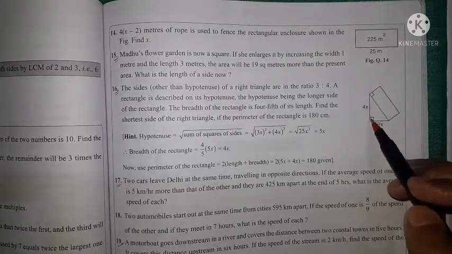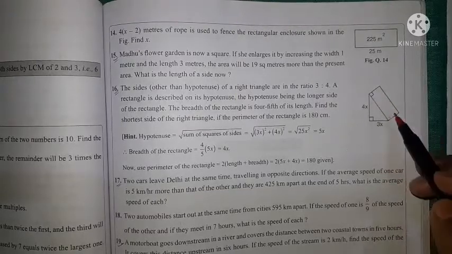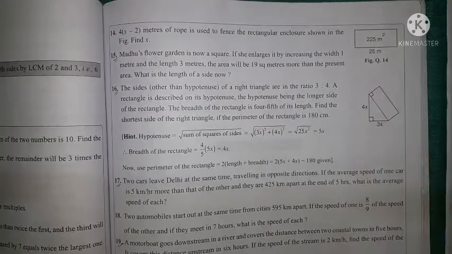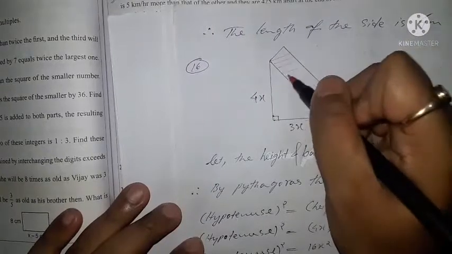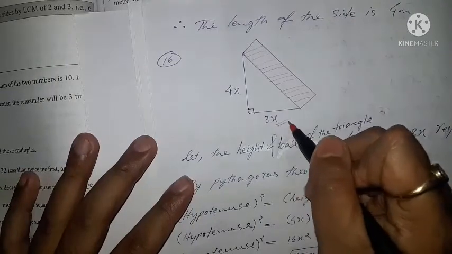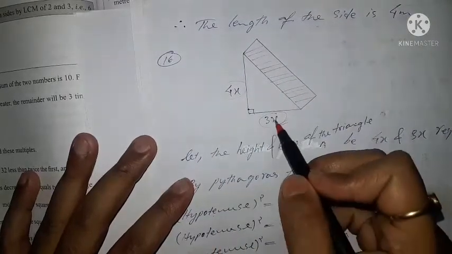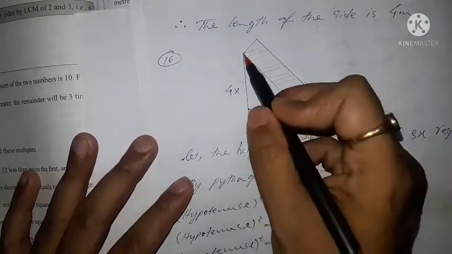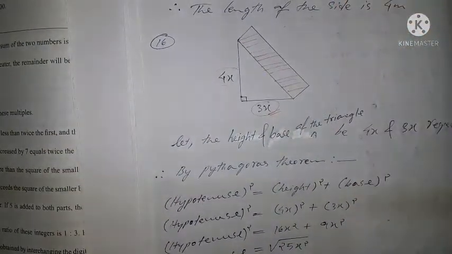So this is the triangle, and on its hypotenuse we can see another rectangle resting on it. In the question they have asked to find the shortest side of the right triangle. If we take the base as 3x, this is the shortest side. This one is longer, since it is 4x, and this is the longest side, that is the hypotenuse. As we know, in a right angle triangle the hypotenuse is always the longest side.